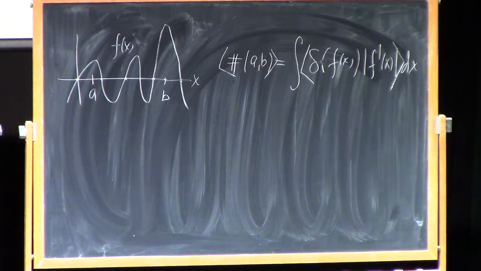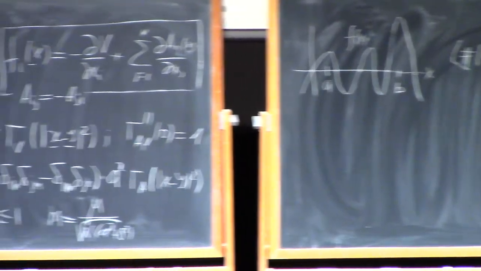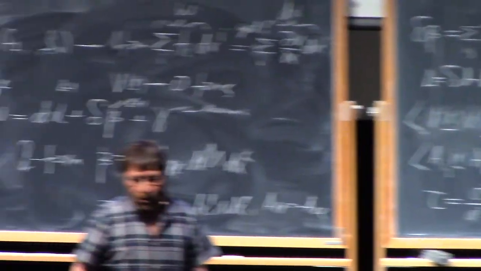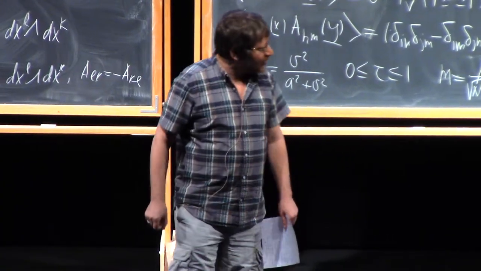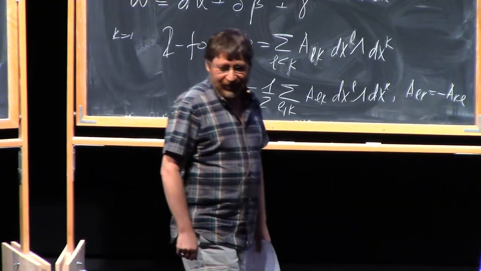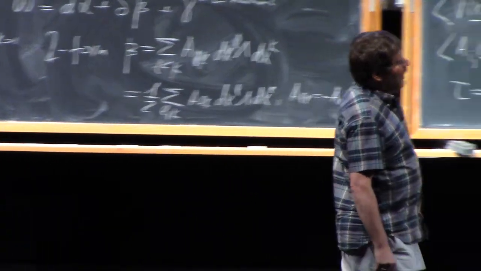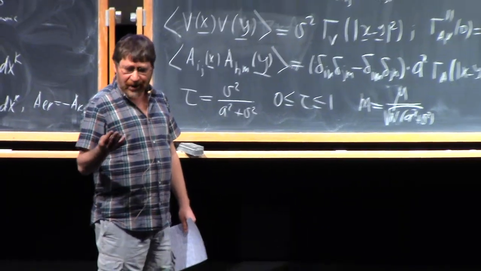Kac wanted to count real zeros of random polynomials, and Rice was interested in characterizing how frequently a given random function, say noise, crosses a given level. So they more or less used this formula without explicitly writing the delta function, but using some Fourier representation for that. Okay, this is just how to count zeros of a function of one variable.